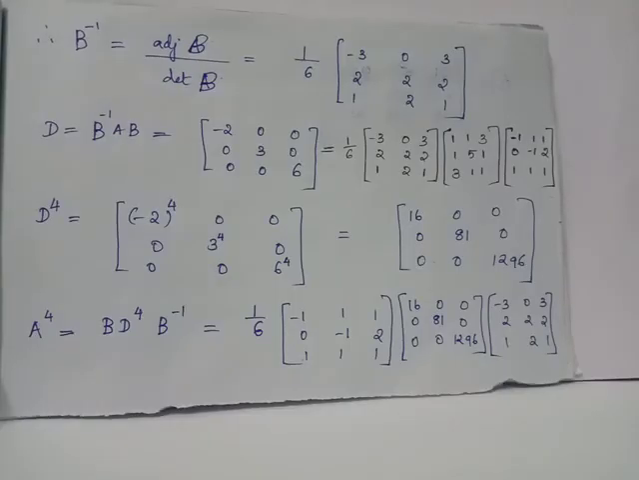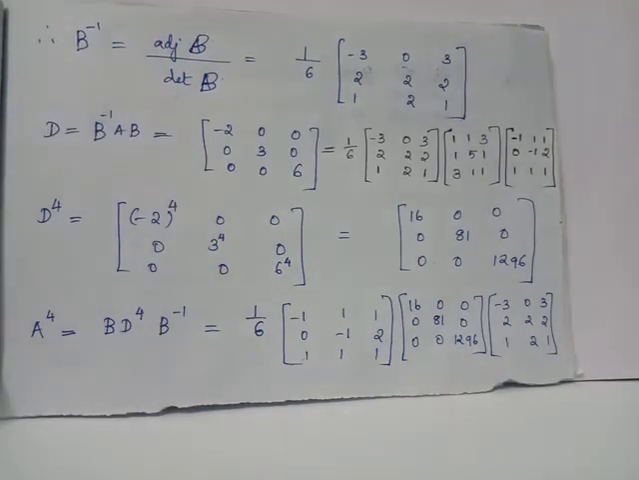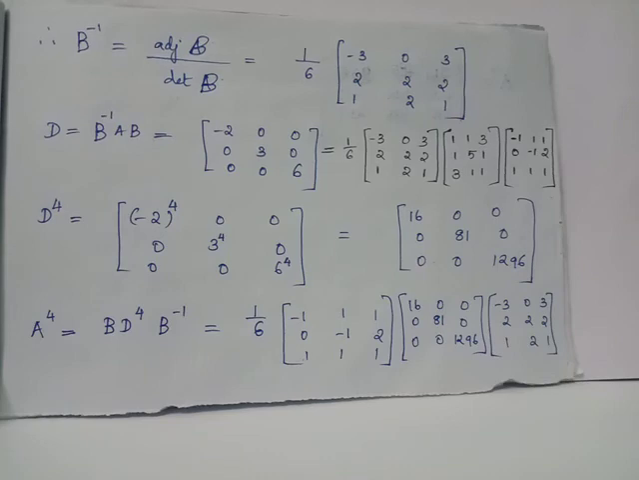Having found B inverse, we now can diagonalize A using the relationship D equals B inverse AB. When we perform matrix multiplication, we get the diagonal matrix, and you can see that the diagonal matrix has diagonal entries which are nothing but the eigenvalues of matrix A.